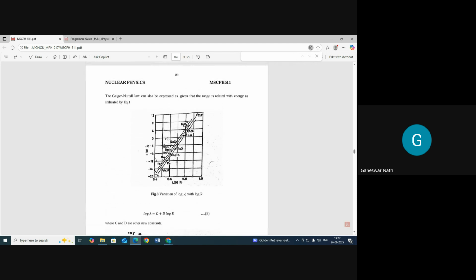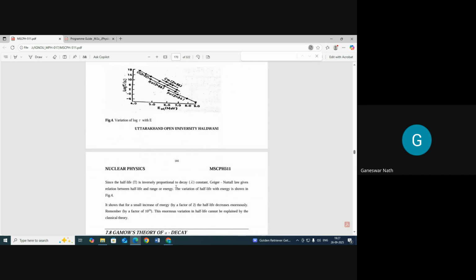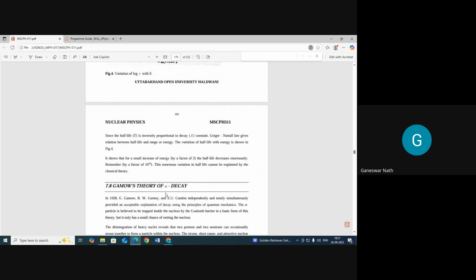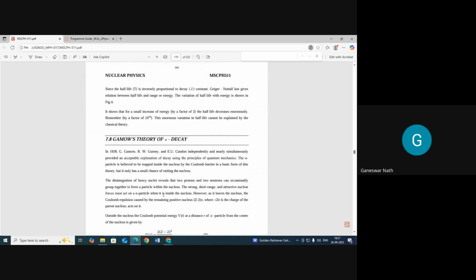Where c and d are simple constants. If you calculate, this is the relationship between the energy and the log of the relaxation time. But not only that, you may remember the relation between log lambda and log r. Now I may go to Gamow's theory of alpha decay, because this is a long question for you.